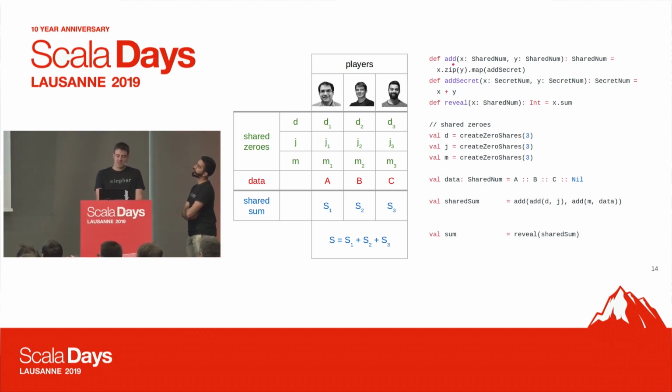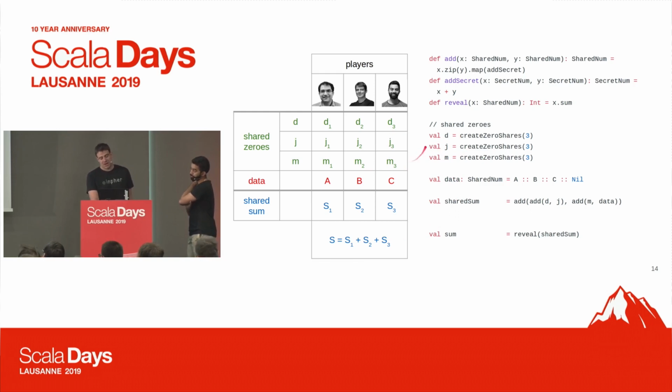So there's one concept which is adding shares, so adding essentially two numbers, D and J. What that means is just an element-wise addition of the individual secret numbers. And then we also need to introduce the concept of what it means to reveal a value. And that, again, is just summing up all parts of the individual secret shares. Then on the right of the table, you'll see a one-to-one mapping of the sections of what I just described and how we can model that in Scala.